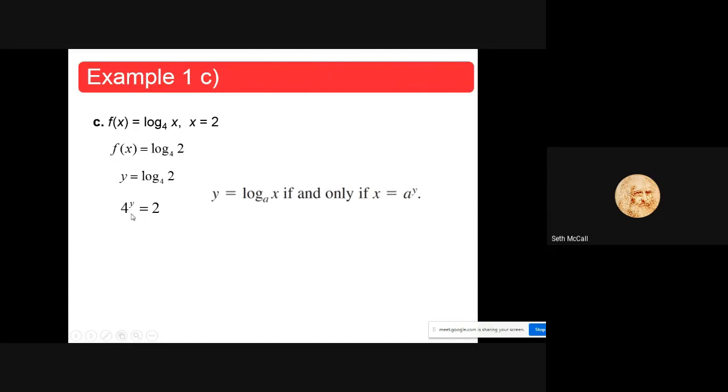From there, we need to rewrite the bases so they're the same. 4 can be rewritten as 2 squared, to the y power. Anytime you have a power to a power, you multiply. So this 2 and y would multiply and turn into 2y. And now that the bases are the same, you can take the two powers, set those two equal to each other, and then divide both sides by 2, and you get y equals 5 halves.